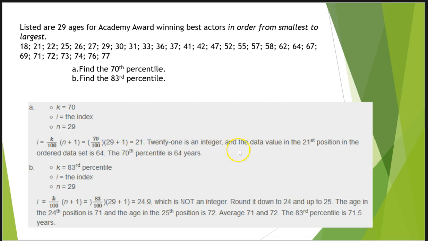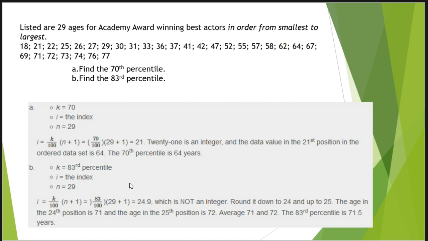So 21 is an integer, so the data value in the 21st position is 64, and we could count 1, 2, 3, 4, 5, 6, 7, 8, 9, 10, 11, 12, 13, 14, 15, 16, 17, 18, 19, 20, 21. So 64. So the 70th percentile is 64 years.